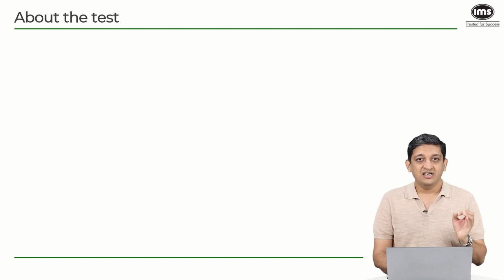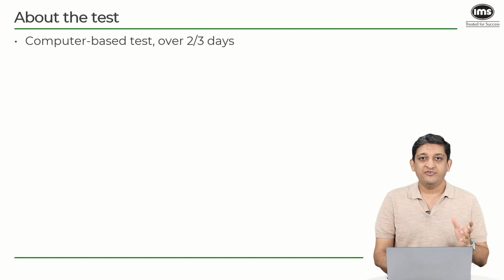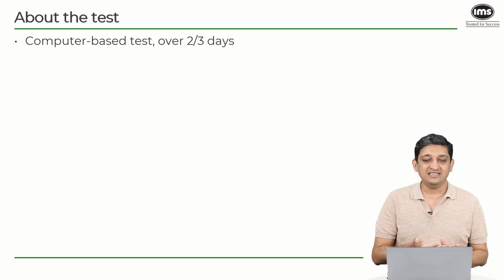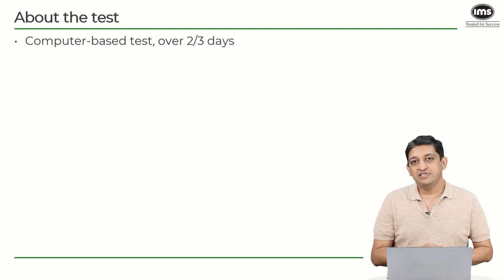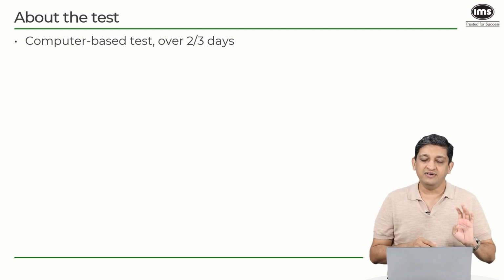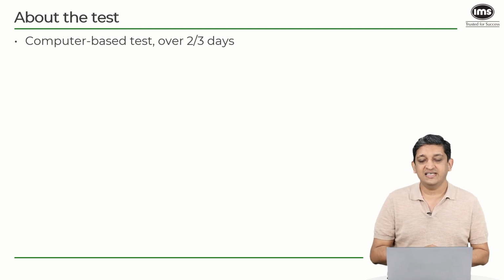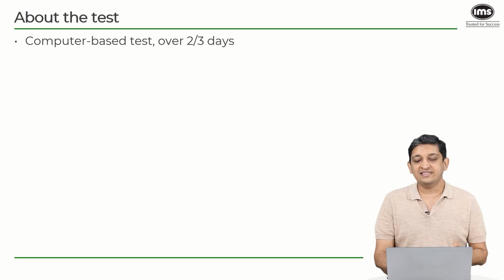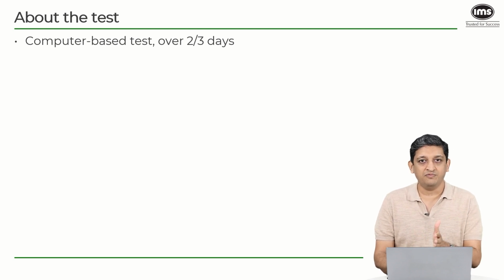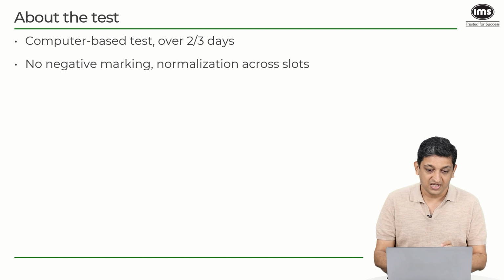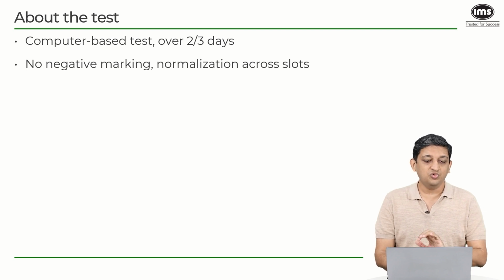Now, in terms of the information about the test, the first information is that it is a computer-based test and it is conducted over 2 slots each across 2 or 3 days, which means that you might have anywhere ranging between 4 to 6 slots in which this test is conducted. Typically, this test is conducted somewhere in the month of March every year, although there are some delays that can be expected in some of the years, which might push the test to say the month of May or even June in some cases.